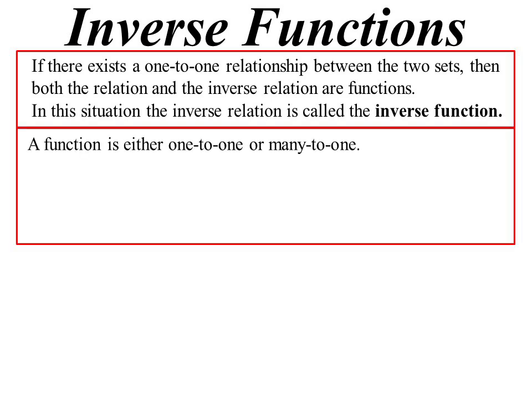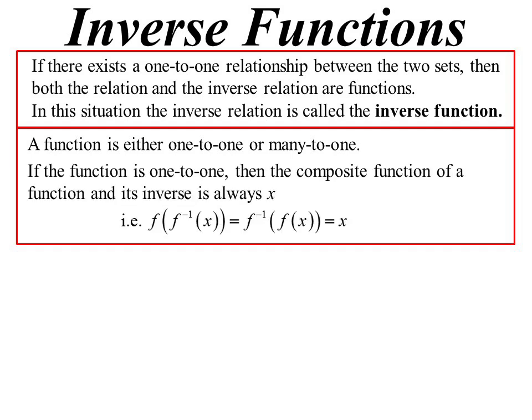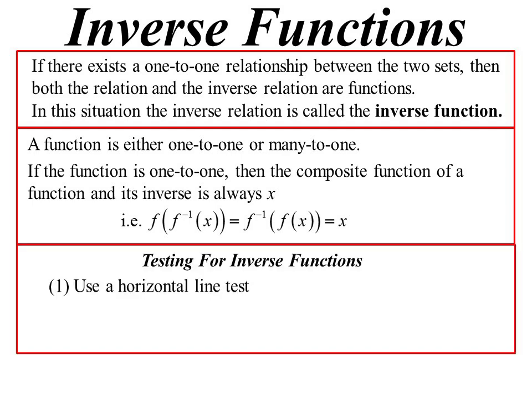Now remember, a function could be either one-to-one or many-to-one, but it's only the ones that are one-to-one that will have an inverse function. And if it is one-to-one, then we know this relationship exists because inverses will cancel each other out. If I substitute the inverse into the function, or the function into the inverse, I should simply get x.